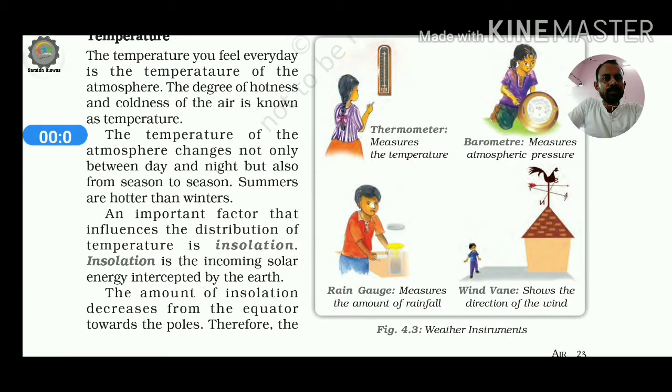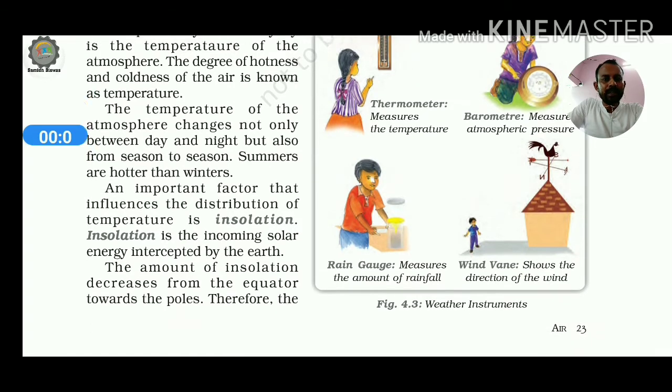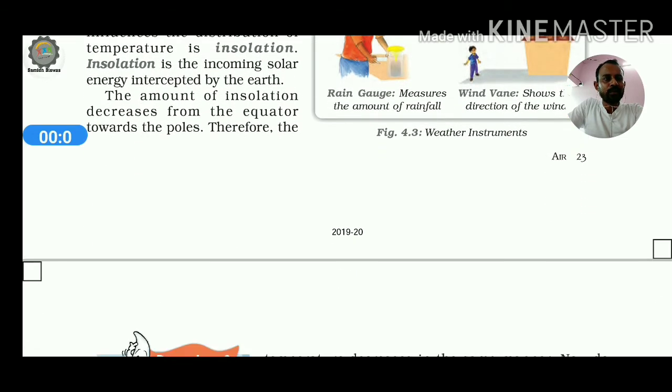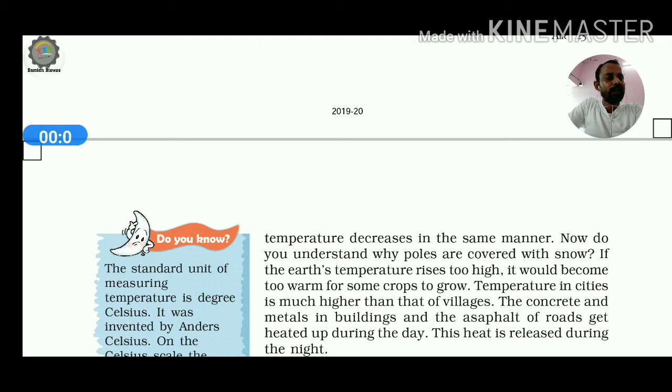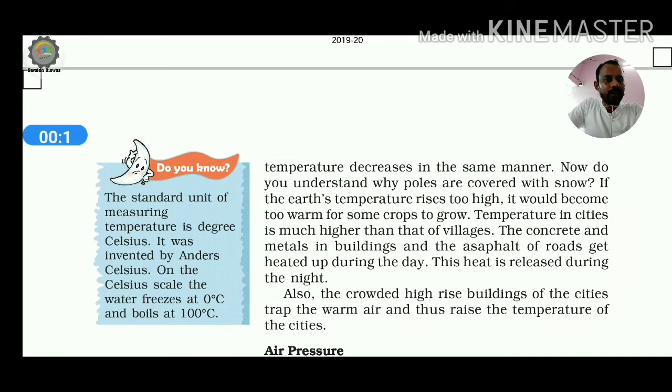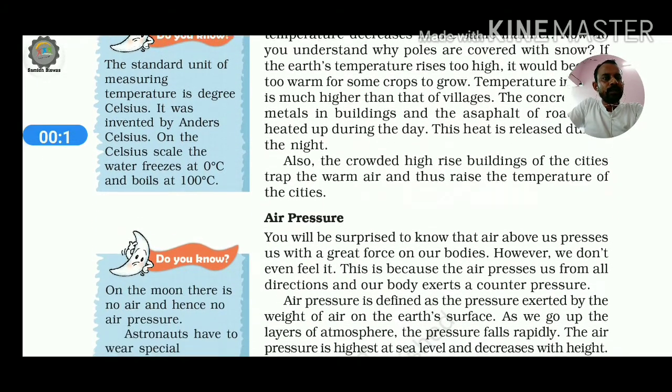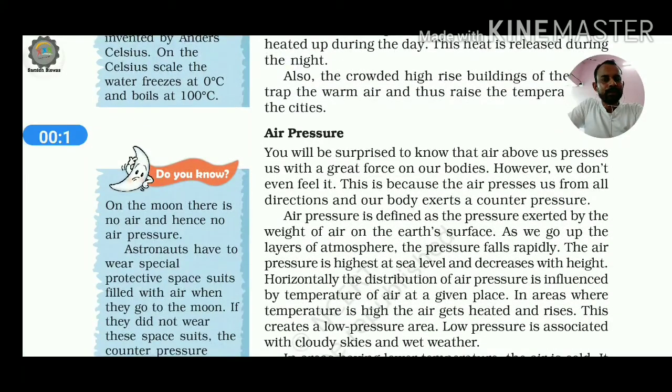Next, we are going to learn about the next important factor by which weather and climate get affected. Next, we are coming to air pressure. So what is the meaning of air pressure? The pressure which is exerted by the air on a particular unit of area is referred to as air pressure.